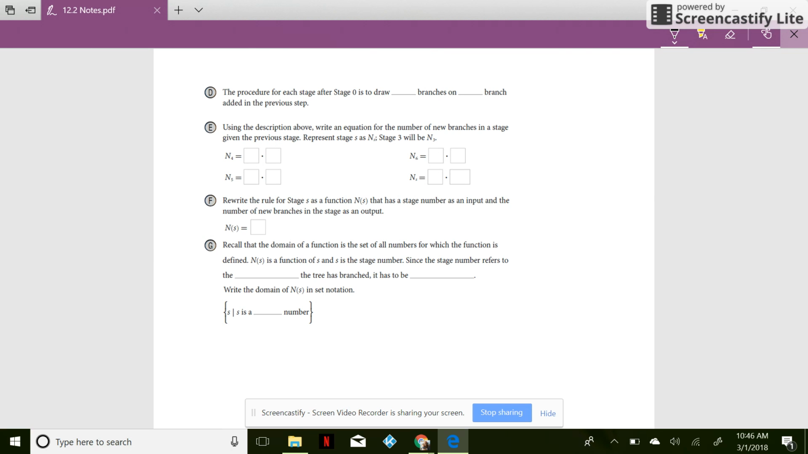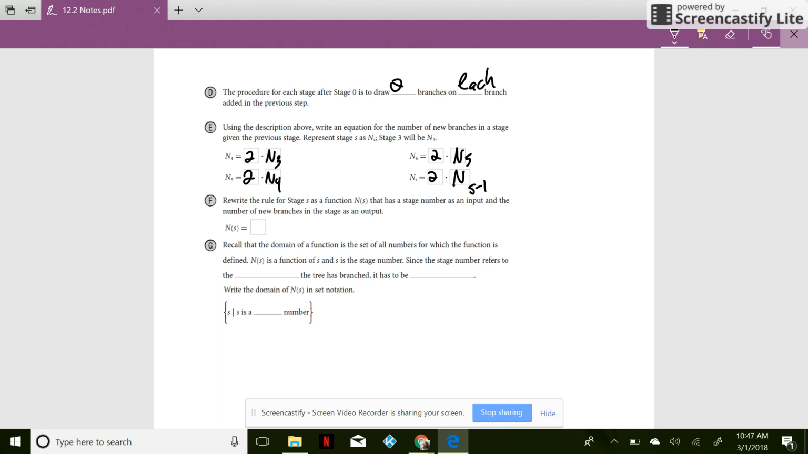The procedure for each stage after stage 0 is to draw 2 branches on each branch added in the previous step. So using the description above, write an equation for the number of new branches in a stage given the previous stage. Stage S would be N_S, and we're going to say stage 3 is N_3. So N_4 would be 2 times the previous stage, which is N_3. N_5 would be 2 times N_4. N_6 would be 2 times N_5. So N_S would be 2 times N_(S-1), the previous stage.